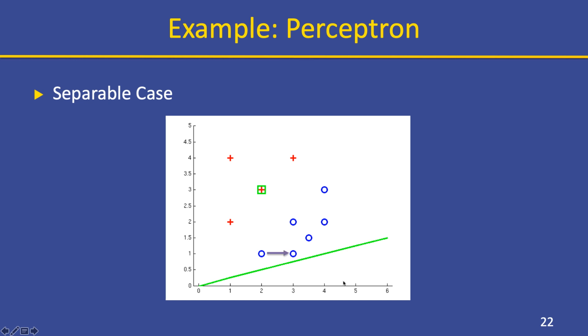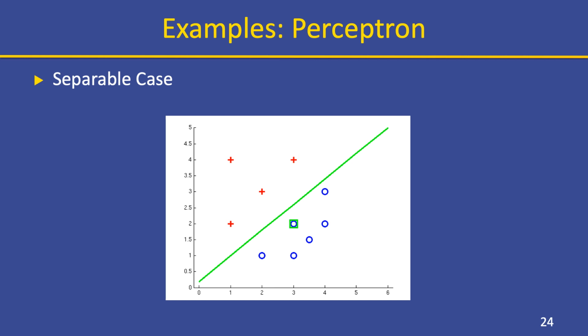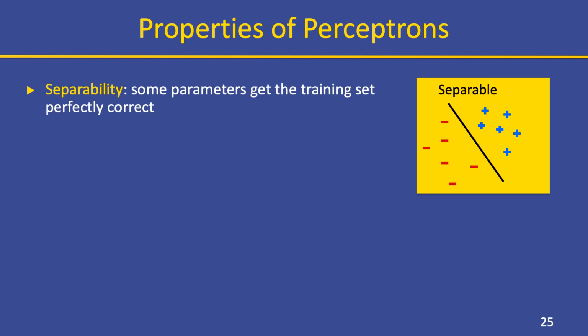So let's say I consider this negative example next. Now I have to push my boundary up to correct for it. And now I consider this example, and this example is going to cause me to push my boundary here. At this point, all the examples are going to be classified correctly, and I have no more weight updates. So in this case, I was able to separate the data. So there's this notion of separable data. Data is separable if there are some parameters that get the training set perfectly correct.